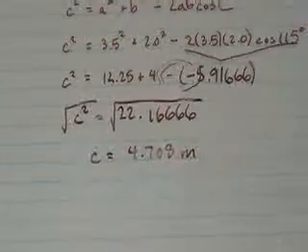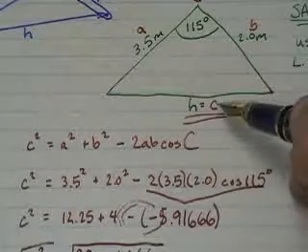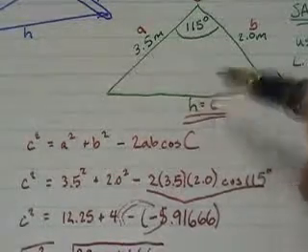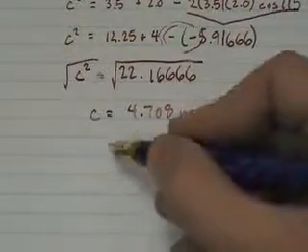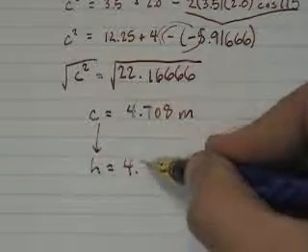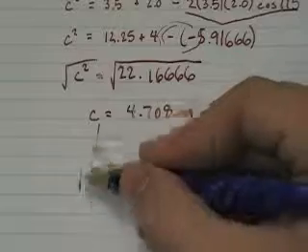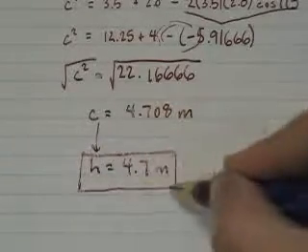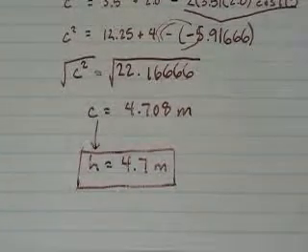So, and of course, again, going back up here to the picture, C is the same as H. So we're going to say this means that H equals 4.7 meters. So the furthest this robot can reach is 4.7 meters.